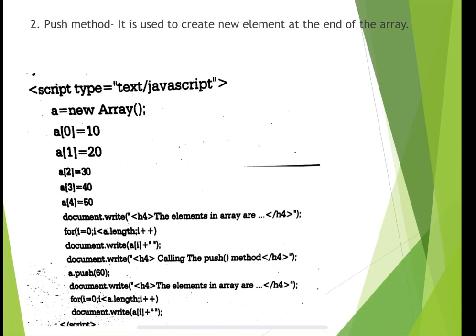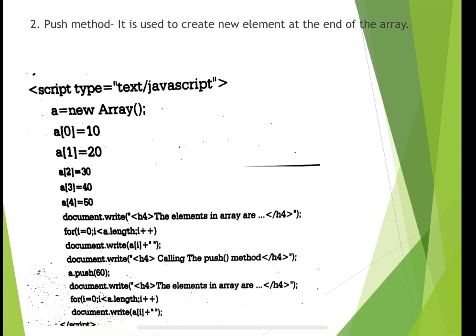So document.write, the elements in the array are, first we will display our initial array. For i is equal to 0, i less than a.length, i plus plus, document.write a[i] and a space. So all these elements from 10 to 50 will be printed, separated by a space. Then document.write, calling the push method. Now we will use the push method in order to push one more element into the array. So a.push(60).